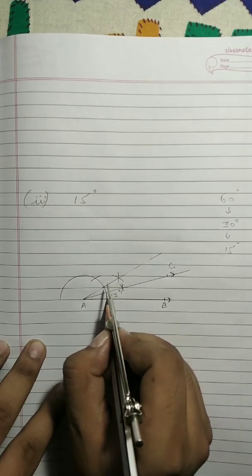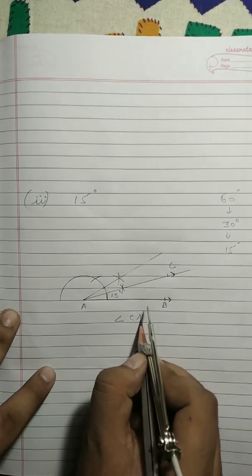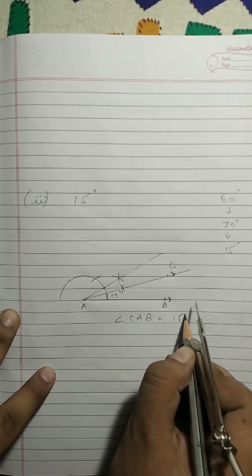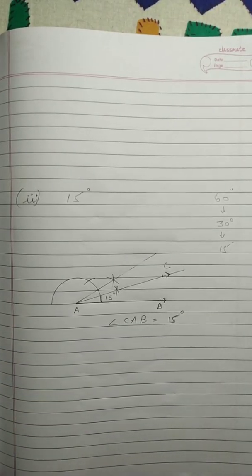So this angle is what? 15 degree, this gap. So angle CAB is 15 degree, and the rest we'll do in the next video.